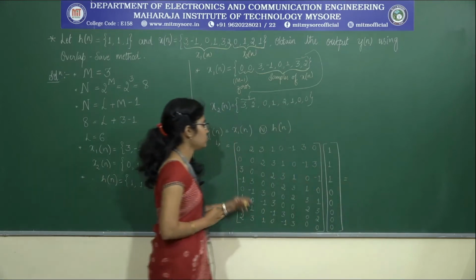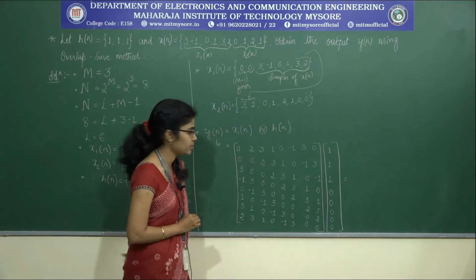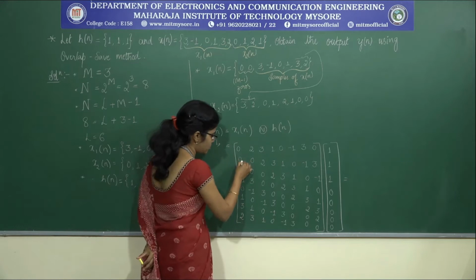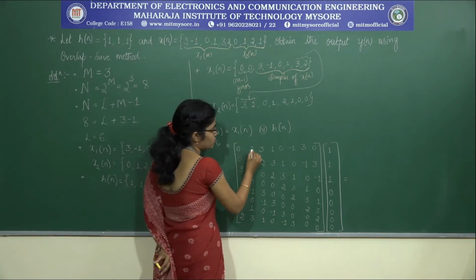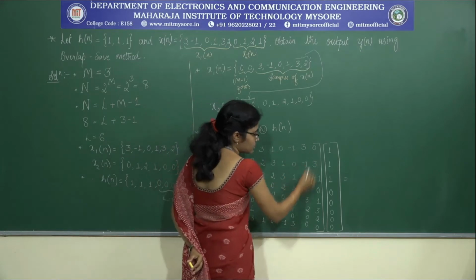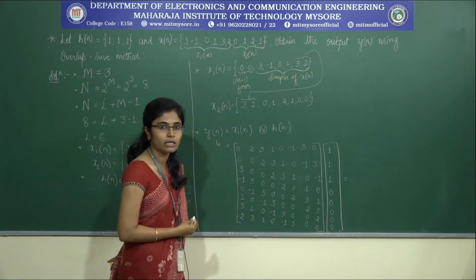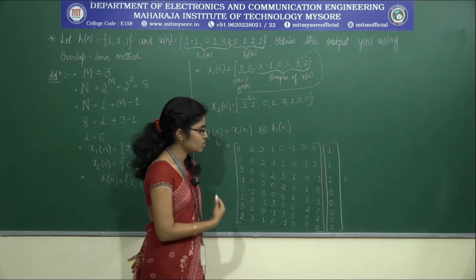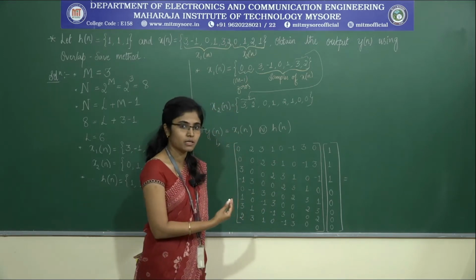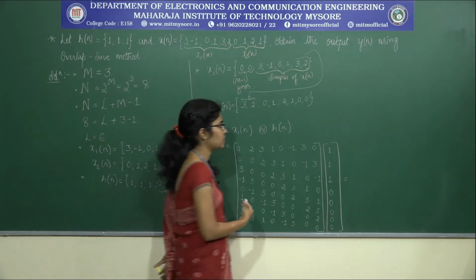Now, what do I need to do? I need to perform matrix multiplication. What are the number of rows here? 1, 2, 3, 4, 5, 6, 7, 8. Number of columns: 1, 2, 3, 4, 5, 6, 7, 8. So the first matrix is of order 8 cross 8, and the second matrix is of order 8 cross 1. The columns of the first matrix match the rows of the second matrix, so I can perform matrix multiplication.